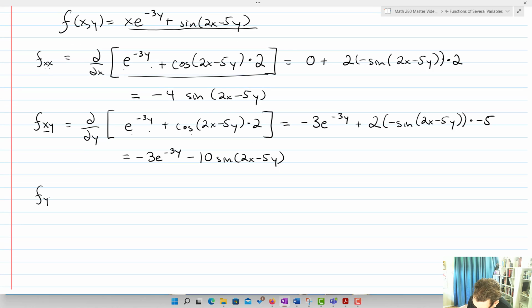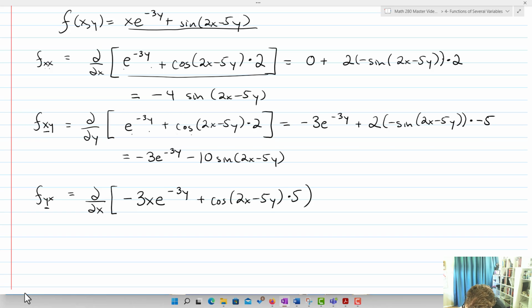How about f of yx? Well, now we're going to take the derivative with respect to x, but first we've got to take the derivative with respect to y. Go back up here, x is now constant, so this becomes negative 3x e to the negative 3y plus, and then we've got cosine 2x minus 5y times 5. Great.